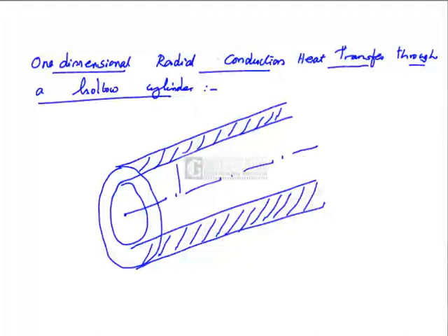Consider a hollow cylinder of radii R1 and R2. K is the conductivity of the cylinder. L is the length of the cylinder.